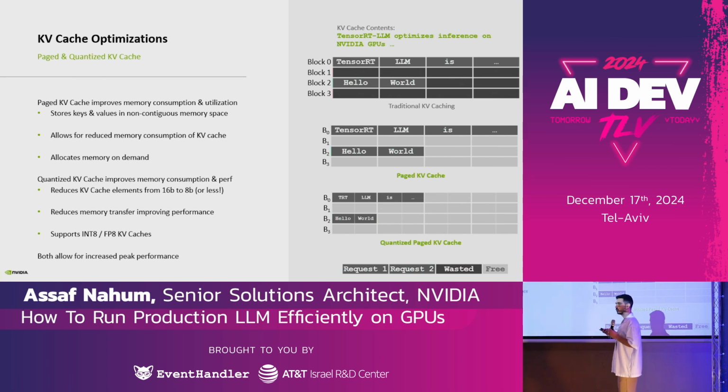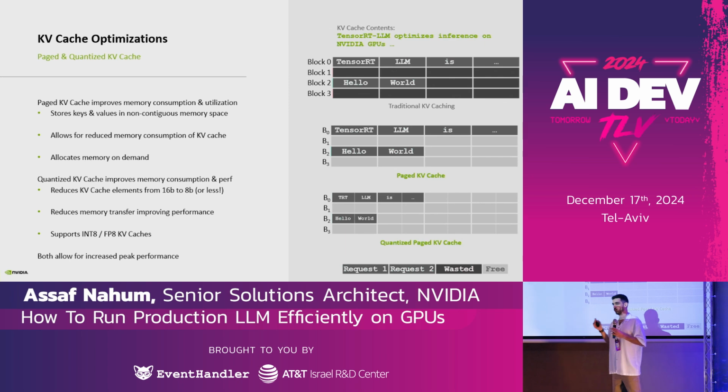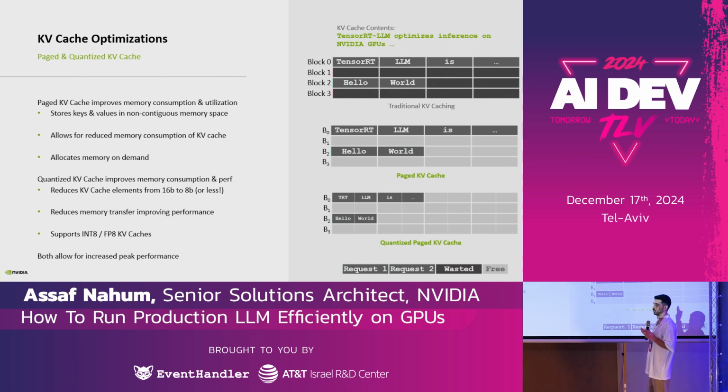Now, NIM not only implements the KV caching, but it also optimizes it even more in 2 ways. The first one is using paged KV caching. The traditional KV caching uses non-contiguous memory space. Once we store the keys and values in some block in memory, it's going to occupy the entire block, so we can't use the block anymore.